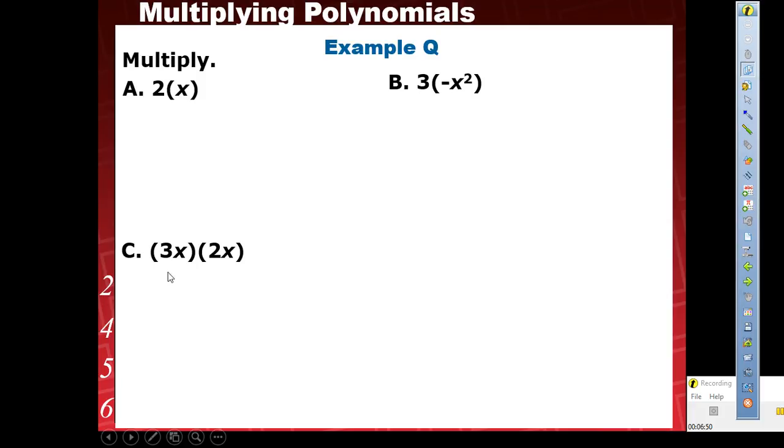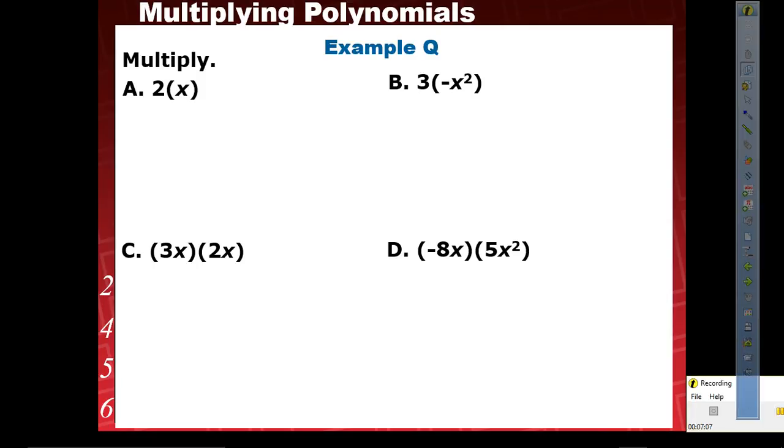Copy these 2, please. Example C and example D using distributive property and area model. It reads, example C is 3x times 2x, and example D is negative 8x times 5x squared. Copy that and go. All right, check with the neighbor, see what they got for C and D.